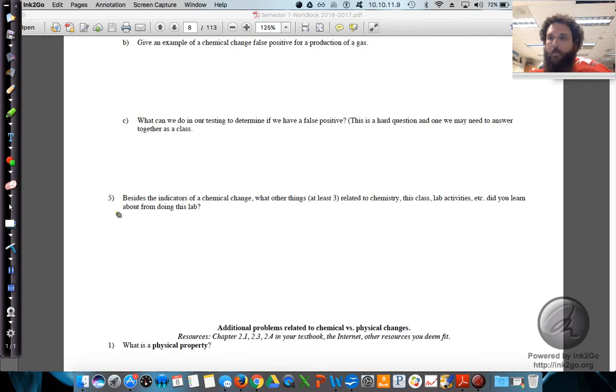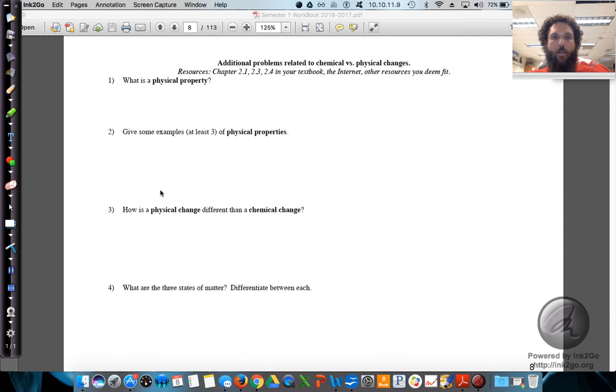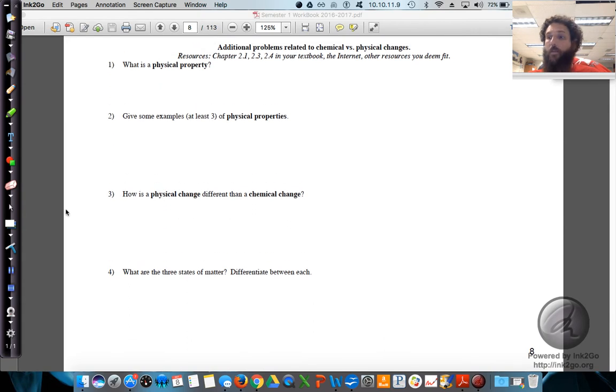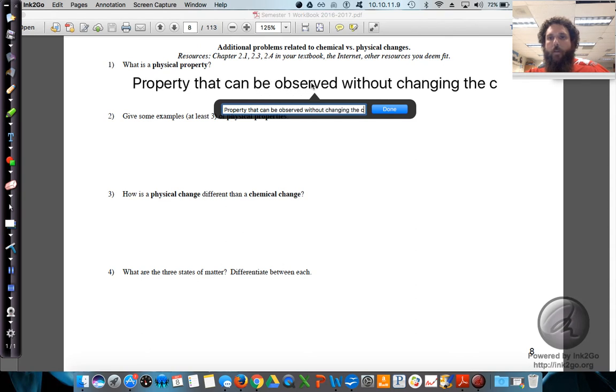All right. Now we have the physical properties, and then chemical changes and how they are different. All right, so physical property. This is a property that can be observed without changing the chemical composition.